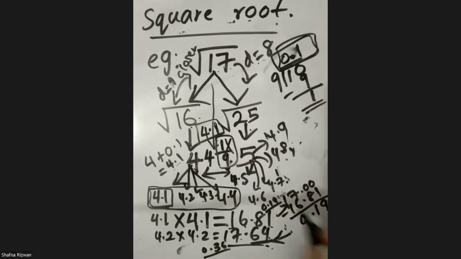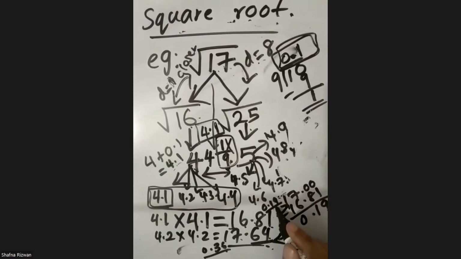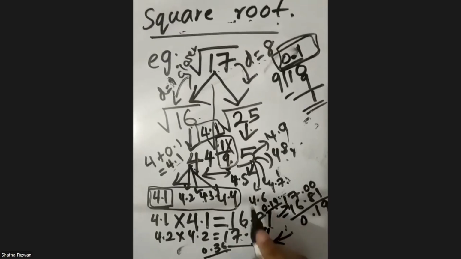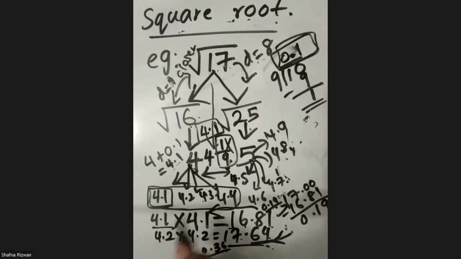So which value is the closest? 0.19 or 0.36? 0.19 is the closest because it is less. So this will be your closest value. Because of that, which square root will be the correct answer? That is 4.1. So 4.1 will be the square root of 17.